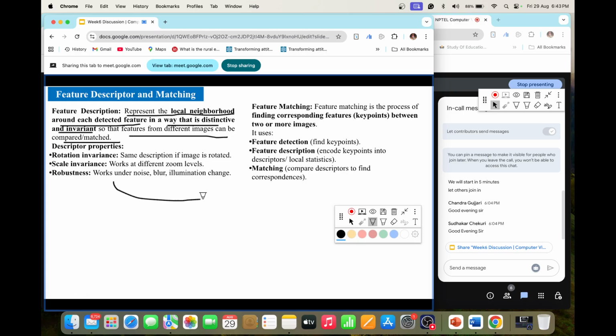This feature descriptor is actually used in feature matching. If you are just doing feature detection, you cannot match two scenes. If you are given two scenes, that is, two images that are rotated, scaled, and transformed.